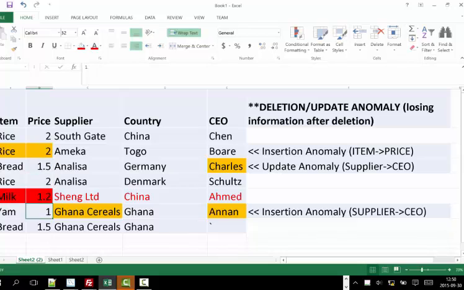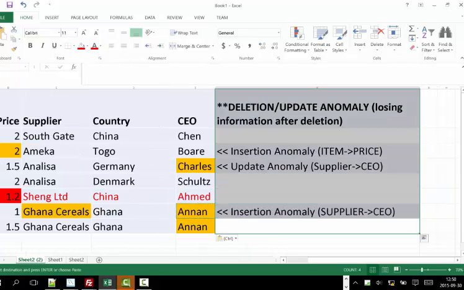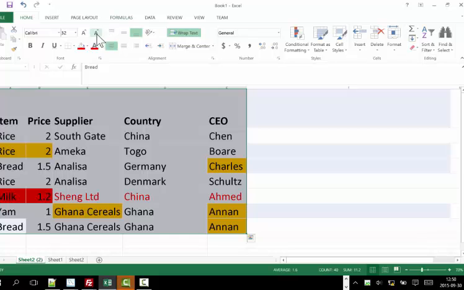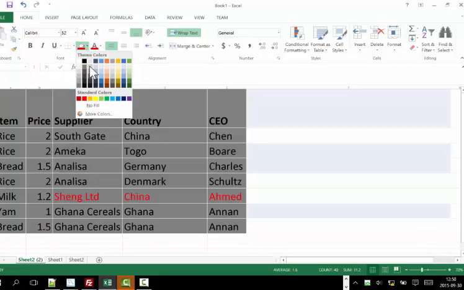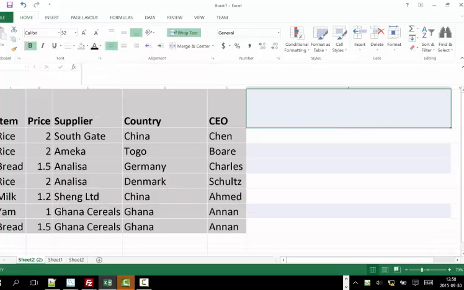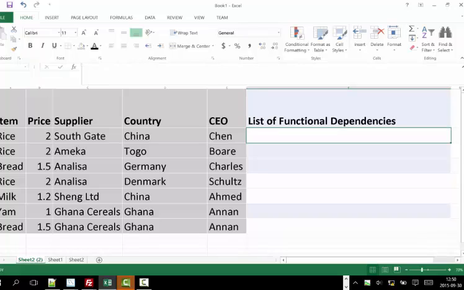So let me just clean this out a little bit. Okay, so I've cleaned this up. Now I have no errors. Well, at least the rules that I had initially are still holding, right? So that means that when we are going to do a design, usually we will try and list out all the functional dependencies that we have in the table we are looking at.